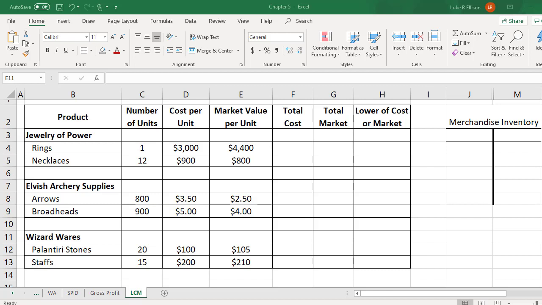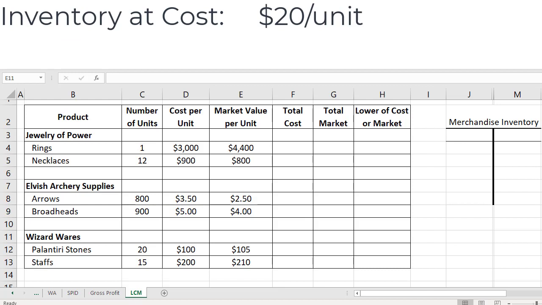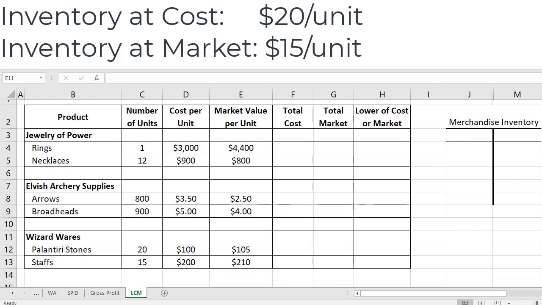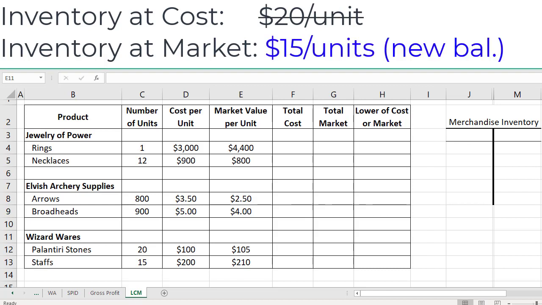Lower of cost or market recognizes that sometimes we purchase inventory at one amount, let's say $20 per unit, and later the market price decreases to a lower amount, let's say $15 per unit. In an example like this, we would say that the market value or replacement value of the inventory is lower than the historical cost. Since the market value is lower than the historical cost, the company would be required to adjust the value of the inventory down from the $20 per unit cost to the $15 per unit market price to be in line with lower of cost or market.